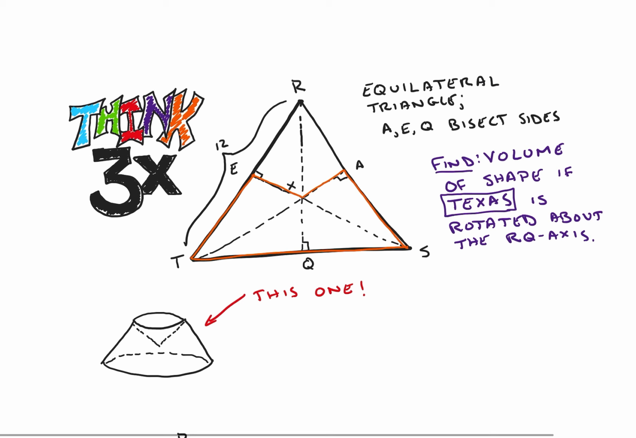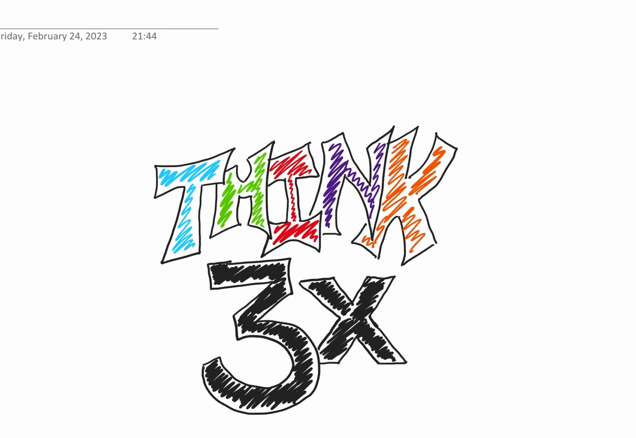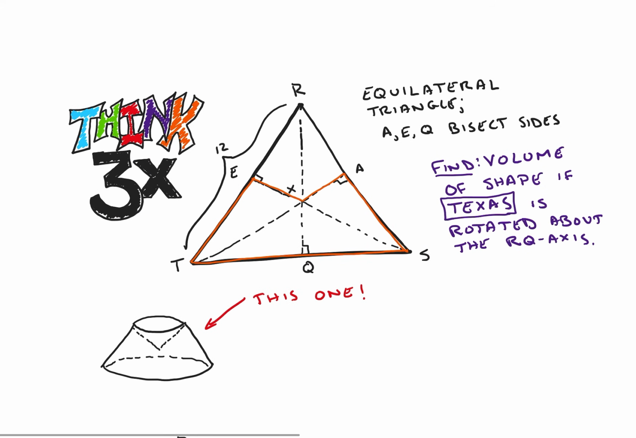So our problem is we have this equilateral triangle, RST, and it's bisected on the three sides by the points E, A, and Q. And if we connect the corners of our triangle to those bisection points, they meet in the middle of the triangle here. So what we would like to do is find the volume that's created by rotating the pentagon TEXES. So the pentagon going up over like this and rotating that around the axis RQ. So what we're going to be left with is a shape that looks something like this guy down here.